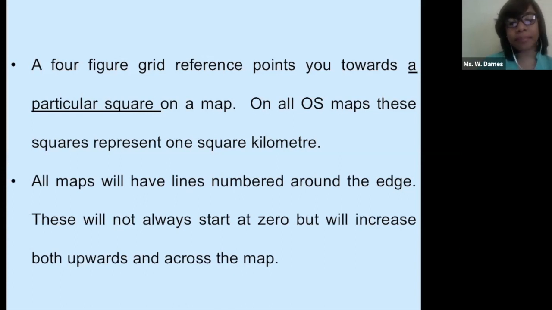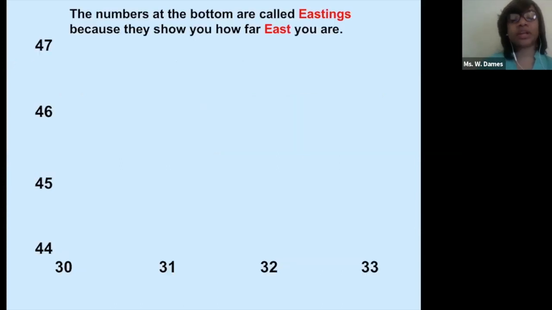All maps will have numbered lines. You see each line having a number, the vertical and the horizontal ones. These are not going to start from 0, but I'm going to give you some things you should know about them. First of all, you have your eastings and you have your northings.